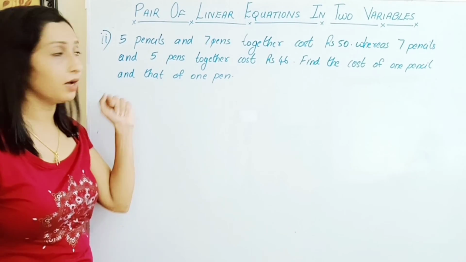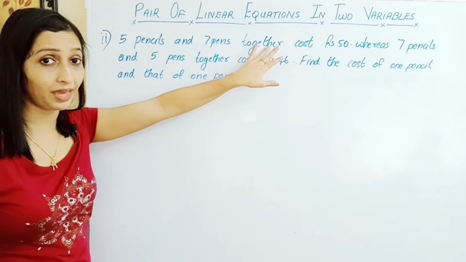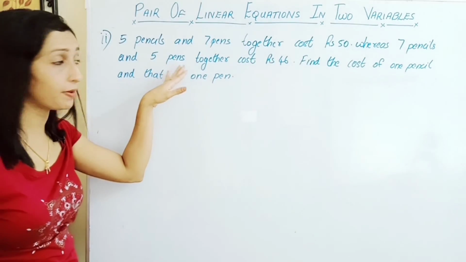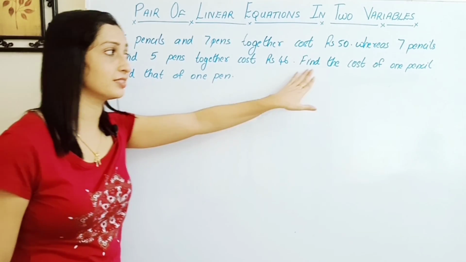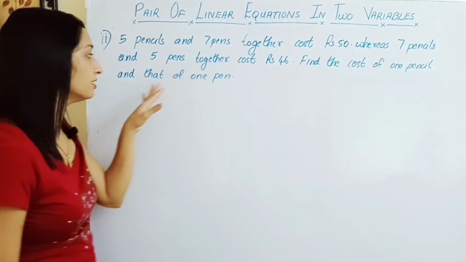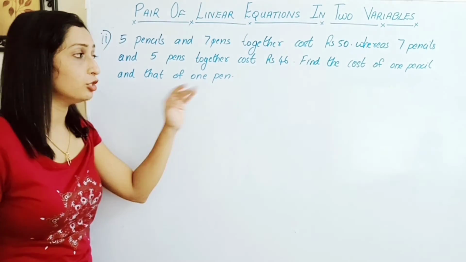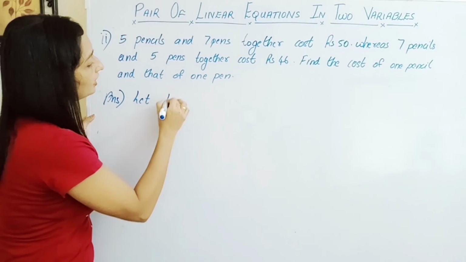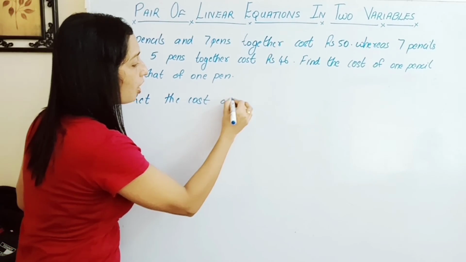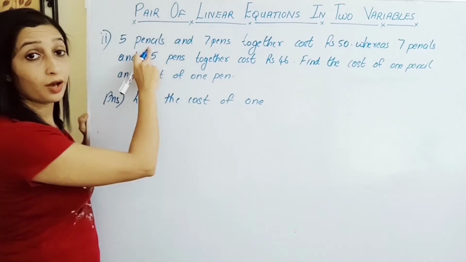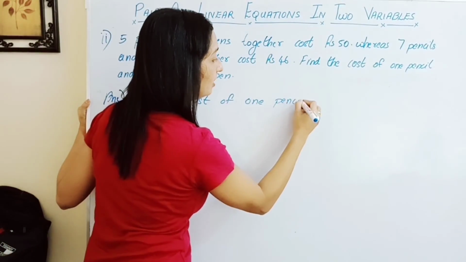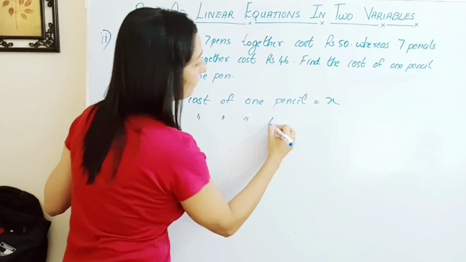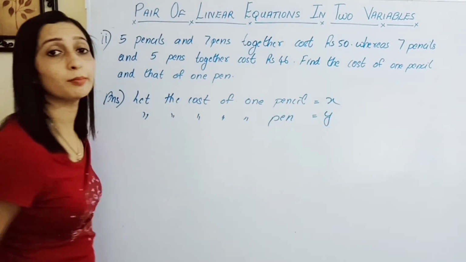This is the second part, that is, 5 pencils and 7 pens together cost rupees 50, whereas 7 pencils and 5 pens together cost rupees 46. Then find the cost of 1 pencil and that of 1 pen. So how do you find the answer? Answer: first we take, let the cost of 1 pencil be x. Then what will you take the cost of 1 pen as? You take it as the next variable, which is y.